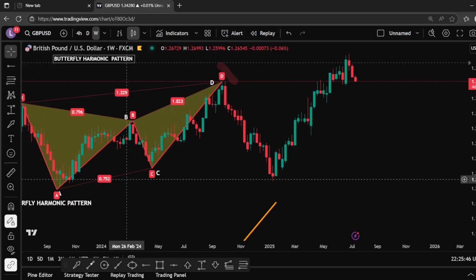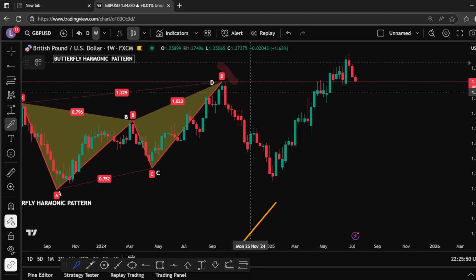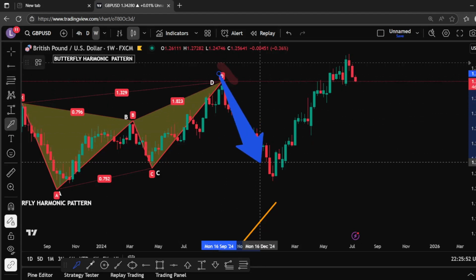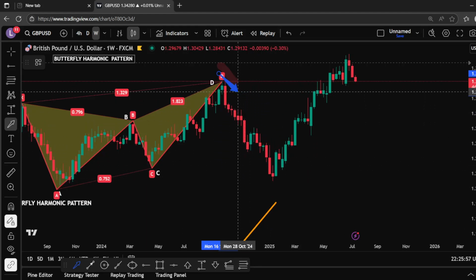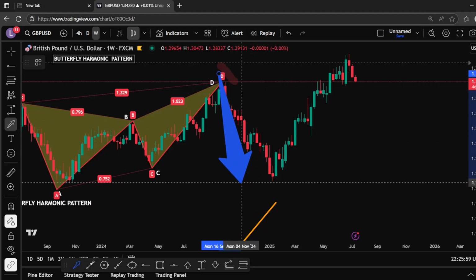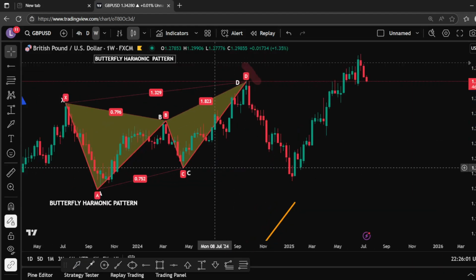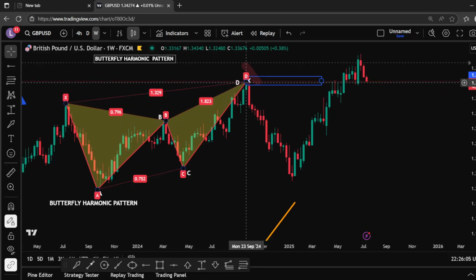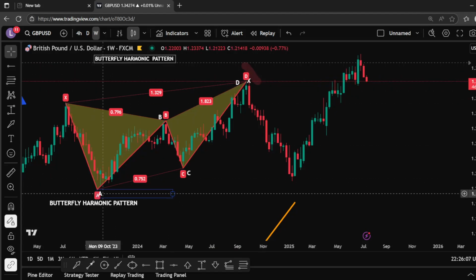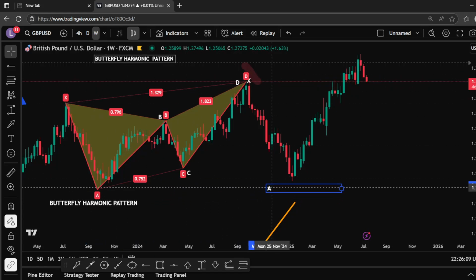Okay, so I identified this leg as my impulsive leg to the downside. This is my X to my A. That's my X and that's my A.